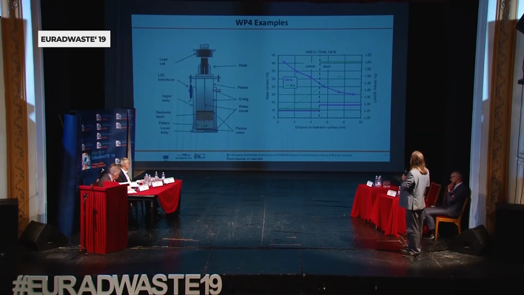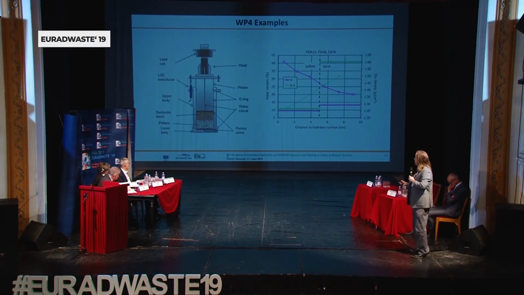This is an example of a typical experiment where we look at a system consisting of a bentonite block and bentonite pellets, measuring stress, and you can determine the final dry density profile. So this is the initial dry density profile, and then you see that you get homogenization after the test has been run.